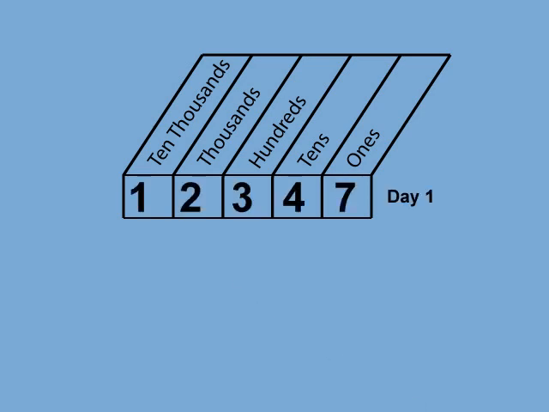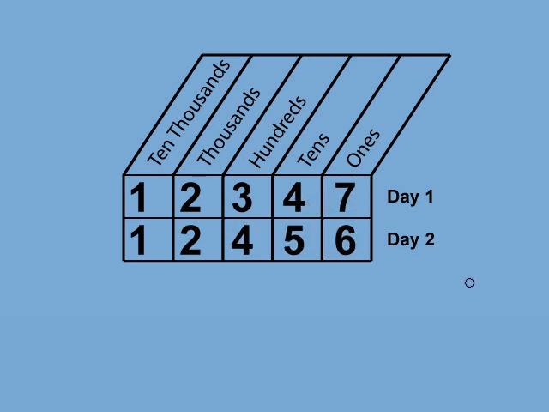Inputting the data for day 1, we get this. For 12,347, the 1 is in the 10,000s place, the 2 is in the thousands place, the 3 is in the hundreds place, the 4 is in the tens place, and the 7 is in the ones place. Now we show the data for day 2 of the concert. For 12,456, the 1 is in the 10,000s place, the 2 is in the thousands place, the 4 is in the hundreds place, the 5 is in the tens place, and the 6 is in the ones place.